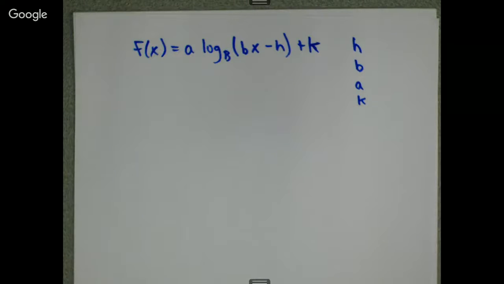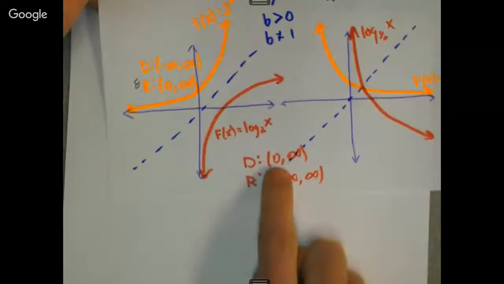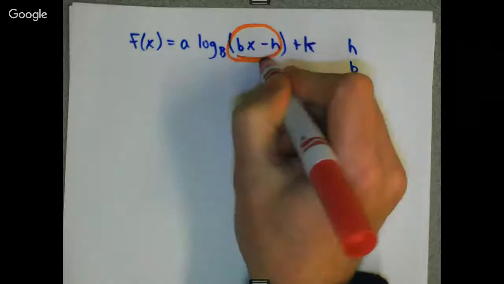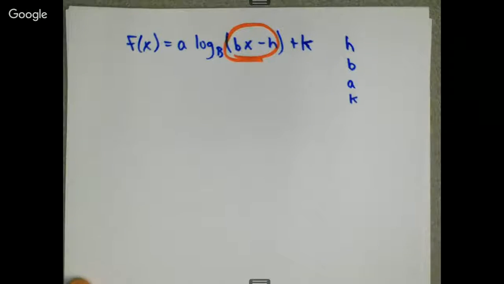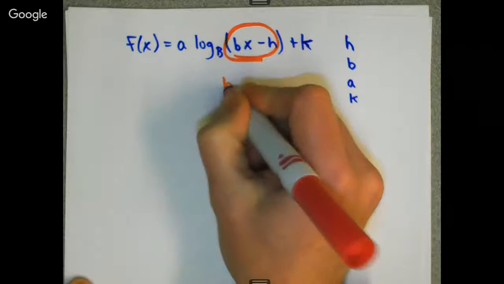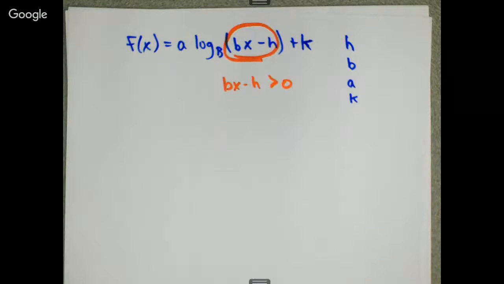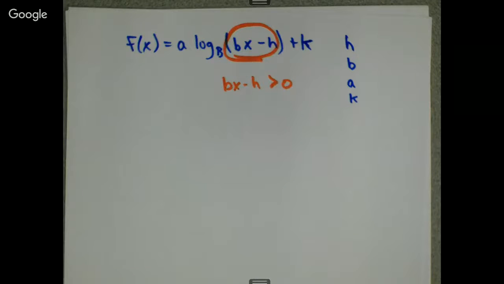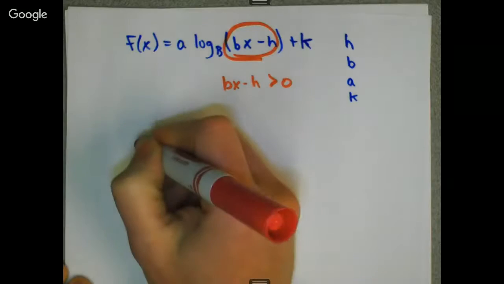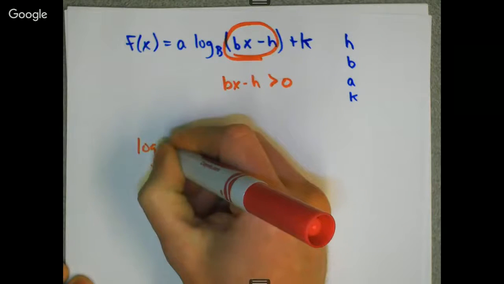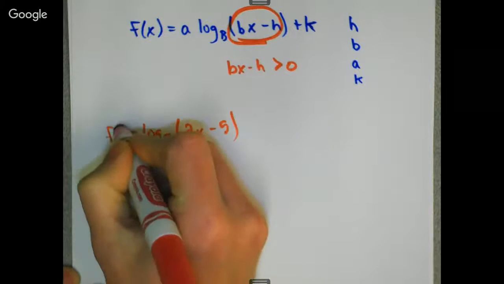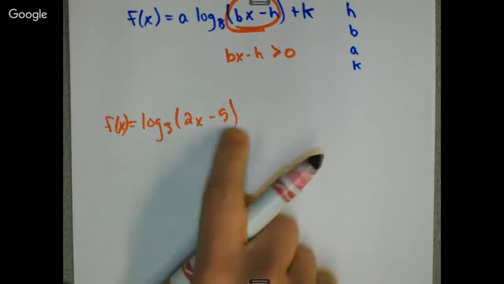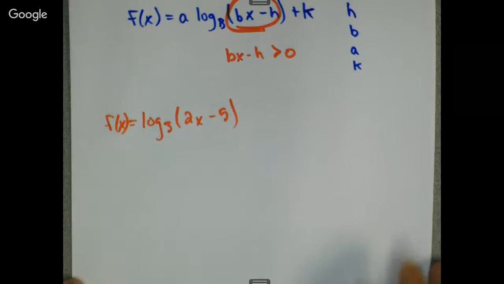Now, with domain, since my domain of logarithms is restricted, this value becomes very important. Notice right here, I said that value has to be bigger than 0. So bx minus h has to be bigger than 0. For example, if I want to find the domain, let's say I've got log base 3 of (2x minus 5). That's my function. It moved right 5 and got a horizontal stretch of 2.